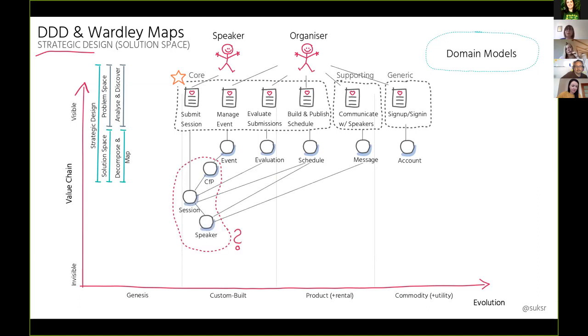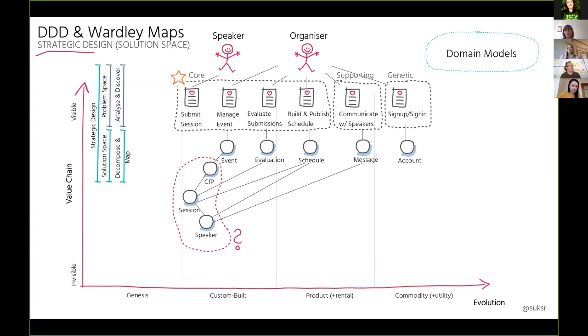But we noticed that some of the domain models are related to other domain models as well. For example, CFP, session, and speaker are reflected in other domain models as well. But for example, a session proposal has different attributes and rules that are applicable than, for example, a session that we are scheduling for the agenda.